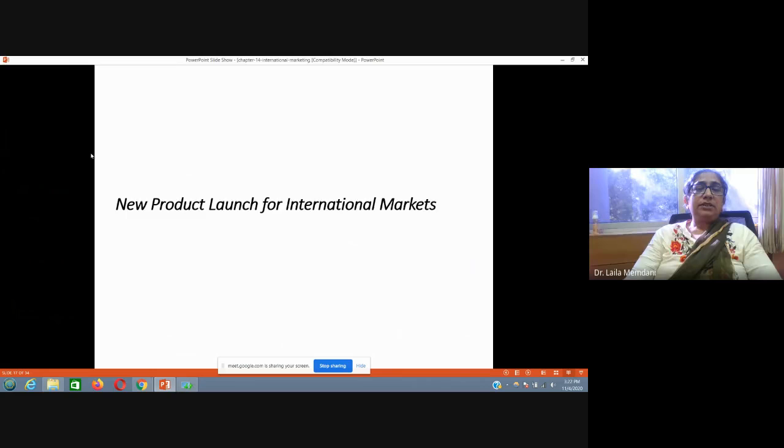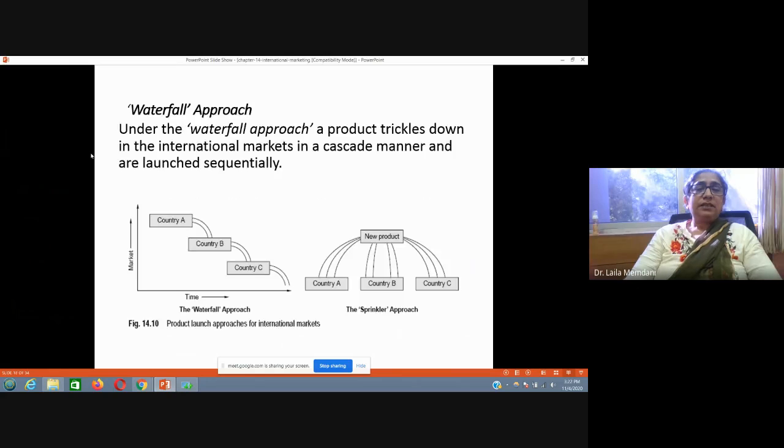Coming to new product launch for international market, there are two broad approaches. One is the waterfall approach and the other is the sprinkler approach. In the waterfall approach, the company introduces a new product in country A first, then in country B after some time, and again after some time in country C, and so on. So it follows like a waterfall. And in the sprinkler approach, the new product is simultaneously introduced in all the countries, country A, B, and C.